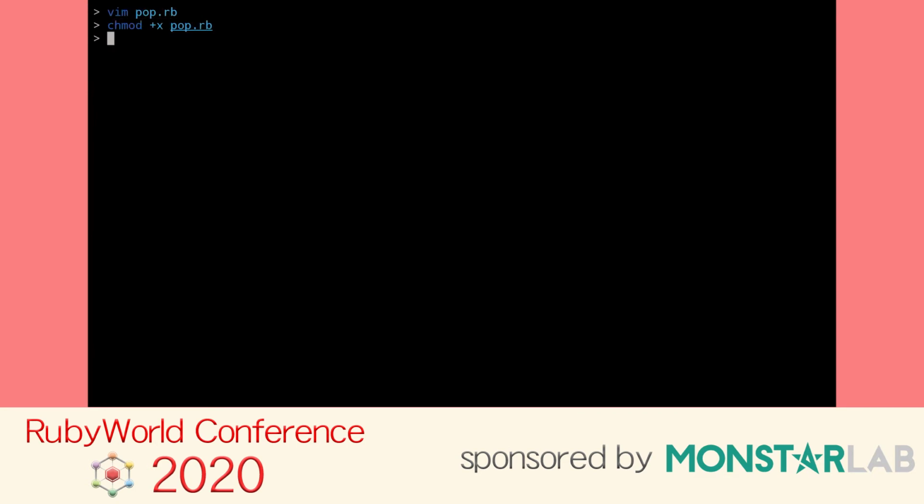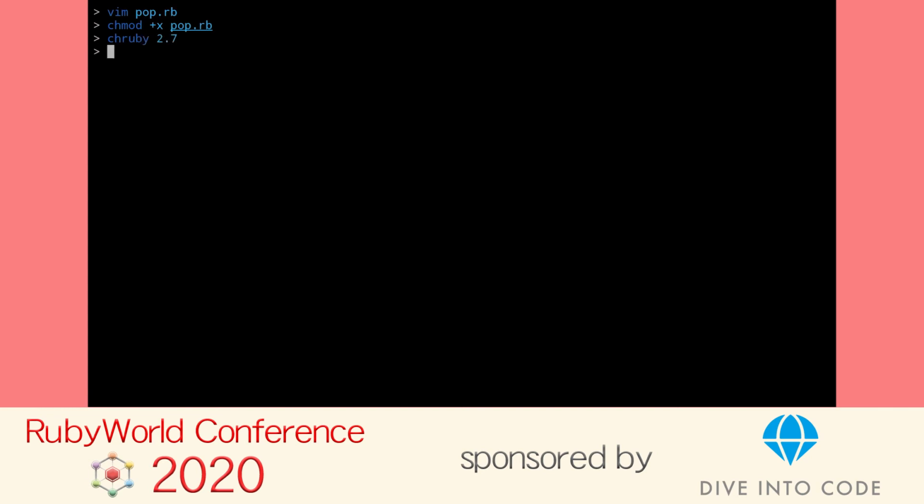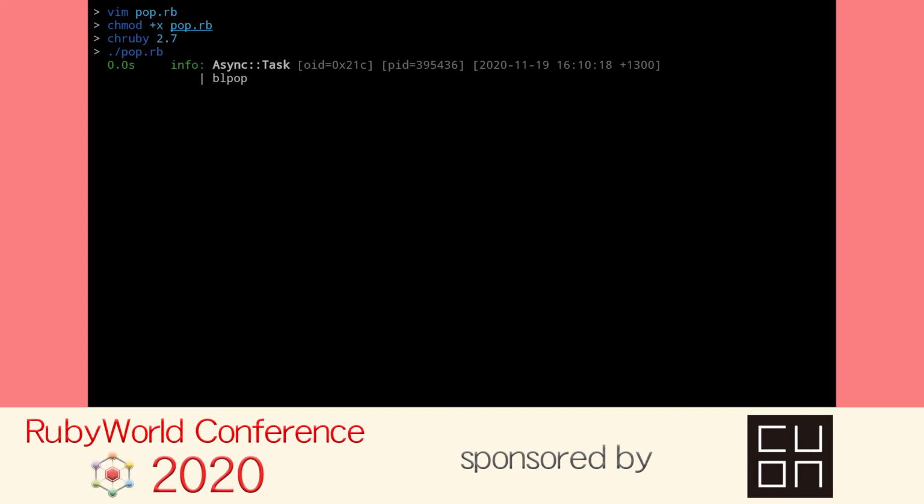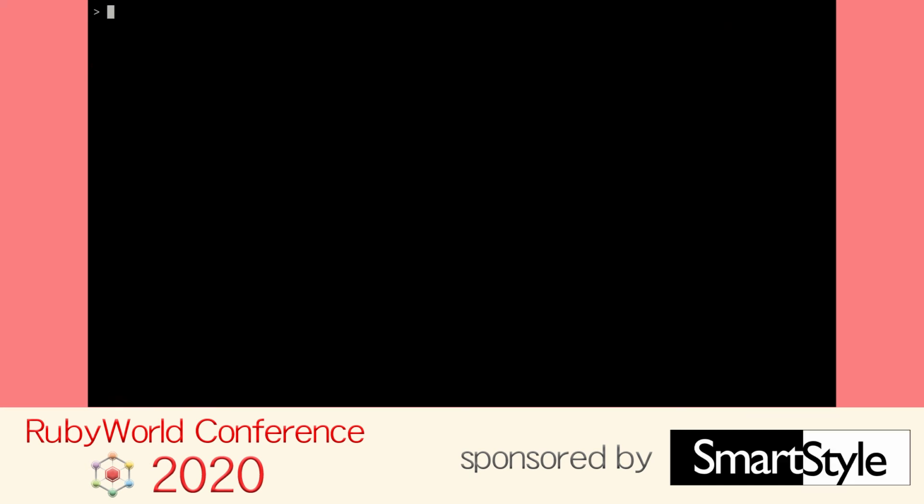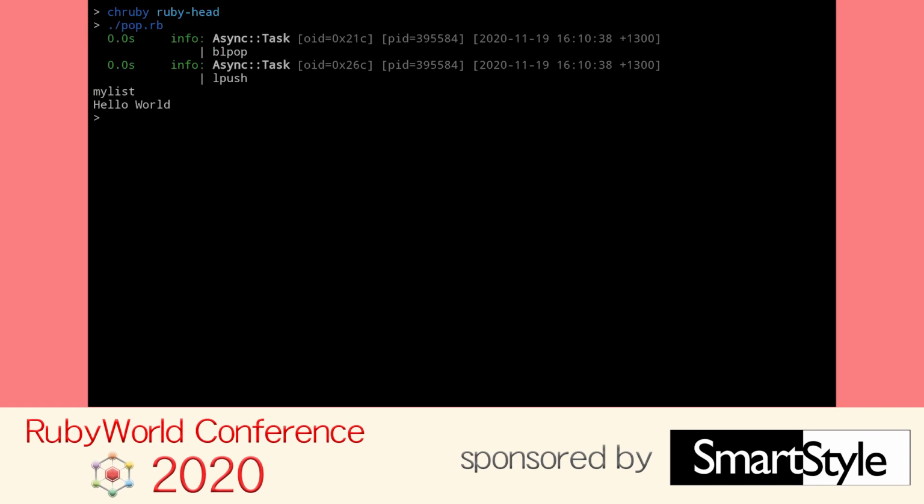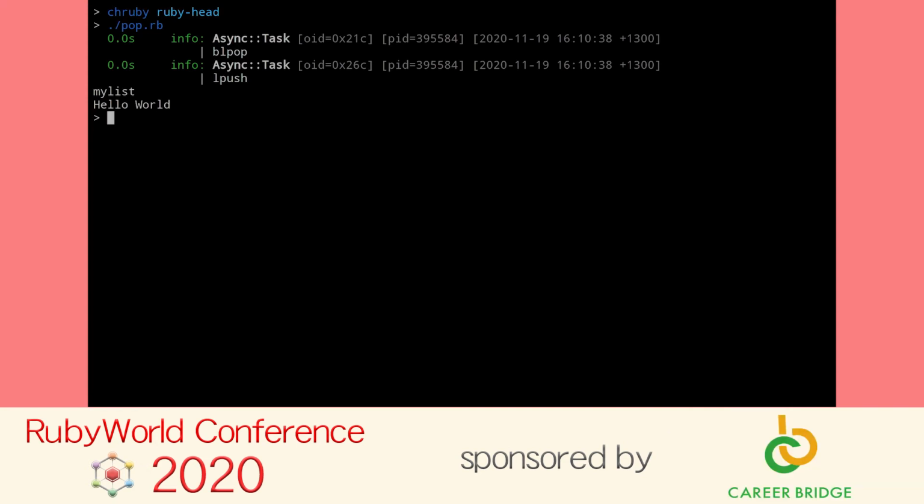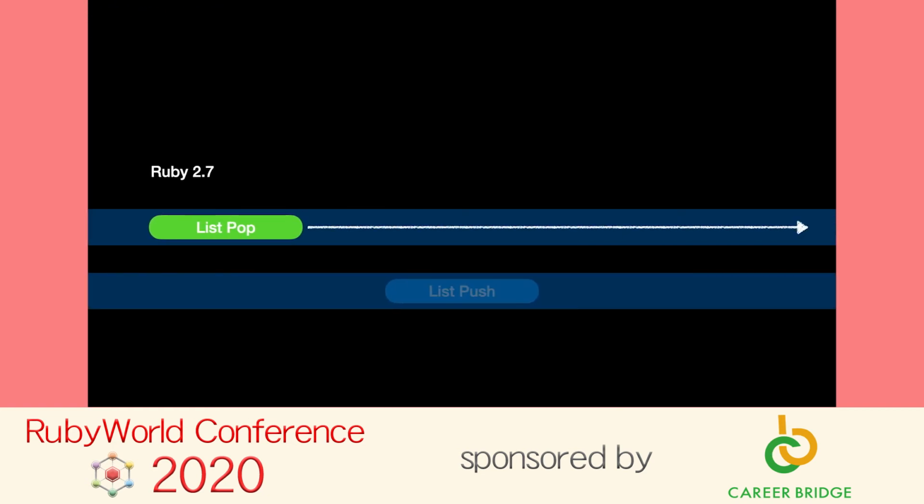Okay, let's try this with Ruby 2.7. What you notice is that this program hangs because it's waiting for an item to go in the list, and this is a blocking operation. The parent task never gets a chance to add the item. Using Ruby 3, the Redis operation becomes non-blocking, and both tasks get a chance to execute. In Ruby 2.7, because the Redis BLPOP is a blocking operation, the parent task never gets a chance to add the item to the list, so the program hangs forever.